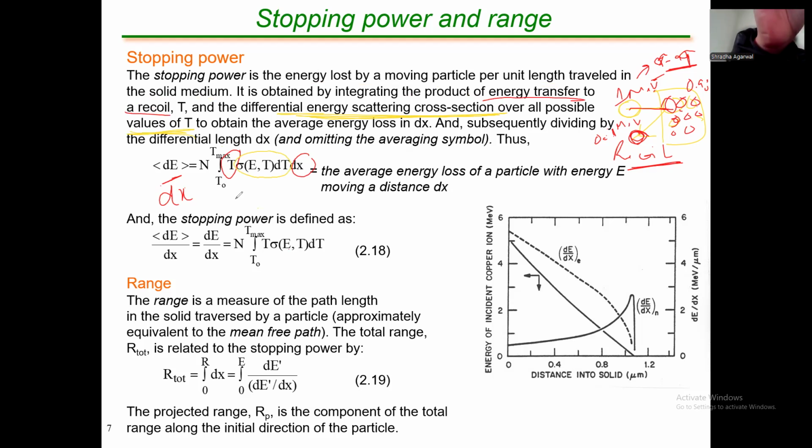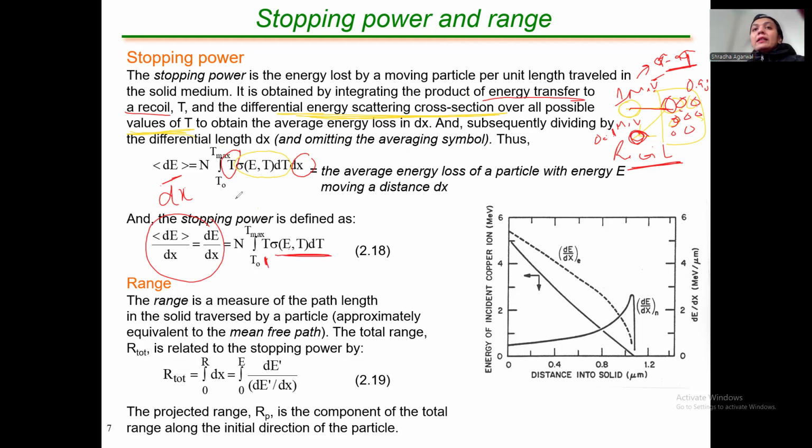And that is what we have done. So stopping power, they defined it like this, where n is your total number of particles. Okay, that is fine. And this is your final thing. This is your recoil energy, and this is the energy cross section.